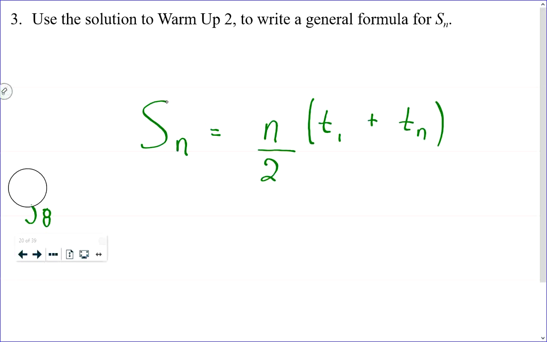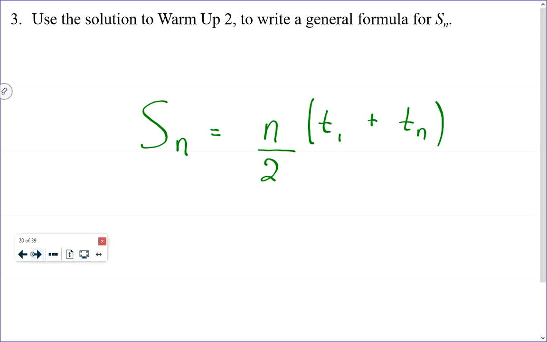So this is a formula you can use from now on to find the sum of any number of terms in a sequence if you know the first term and the final term that you're trying to add, and you know how many terms there are. Okay. This will also be on a formula sheet. No, I think I'll get you the formula sheet today.